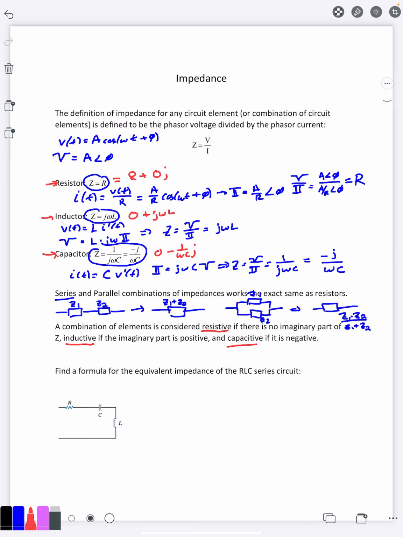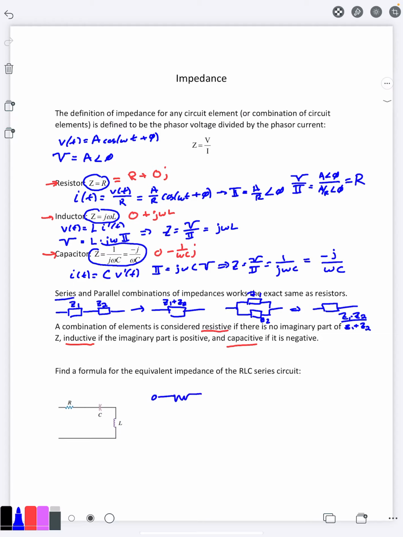Now for the last thing here, we're going to take a look at the standard RLC series circuit, and we're going to go ahead and combine those to find an equivalent impedance. The only thing is I'm not giving you what the frequency is for this, so we're not going to be able to get a specific number for our answer. However, we can still do the same process.